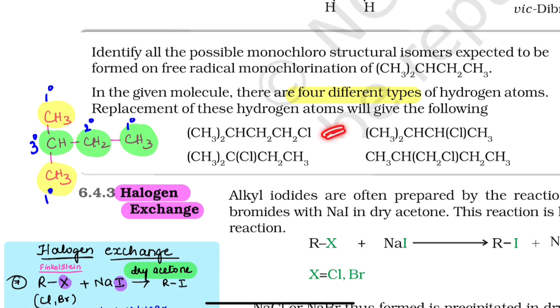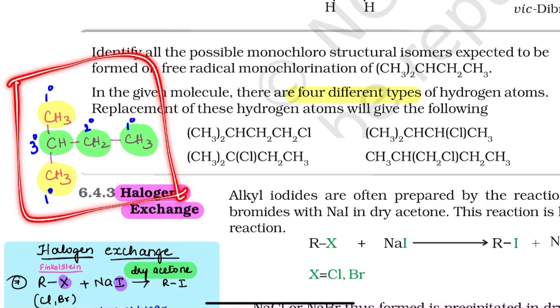So here the products, they are starting from here. First, replace one hydrogen with chlorine, so it becomes CH2Cl. And the second product: replace one hydrogen with chlorine, CHCl. Next, replace this hydrogen with chlorine, so you can see here it becomes CCl. Next, from here or here, anywhere, it is the same. Replace one hydrogen with chlorine. So totally you will be getting four products. So this is the structure which is given here.